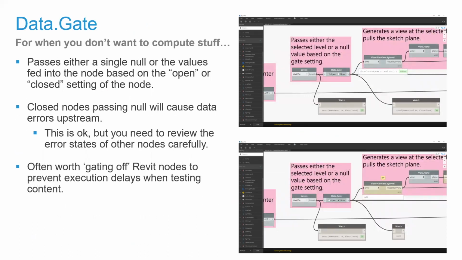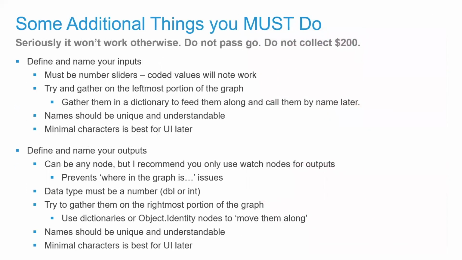All right, data gate is the other kind of big one. That's this node right here. As you can see, when it's open, it actually passes the level element that I fed into it, and that continues to pass through. If I close that gate down here, turns it off, it just passes a single null. That single null executes like that, super fast, all the way through the rest of the graph. Yes, there's some compute, but it's not real compute. It's basically over and done.